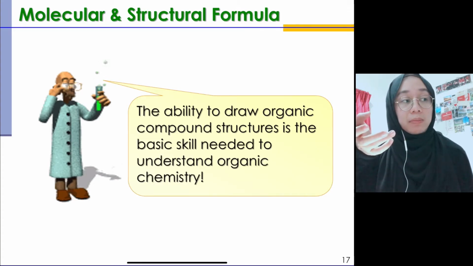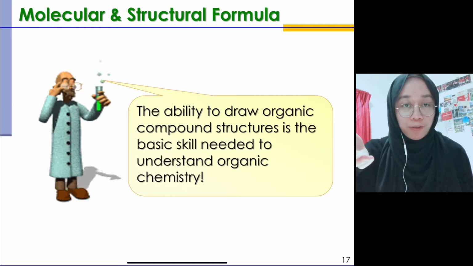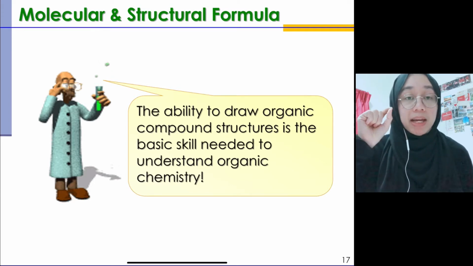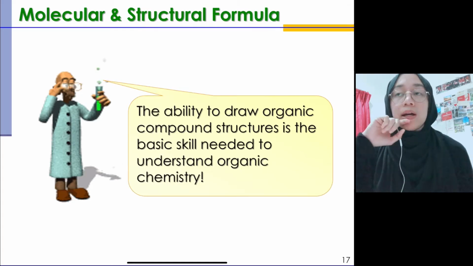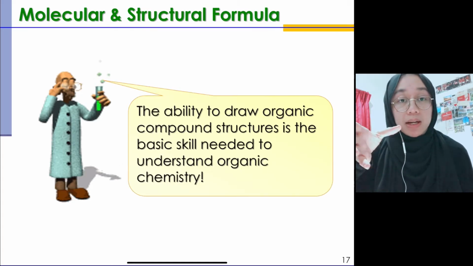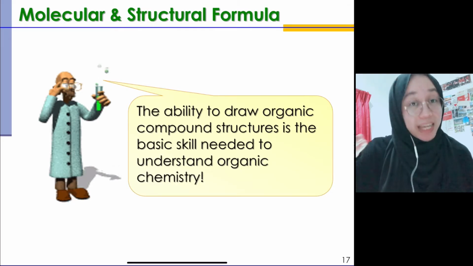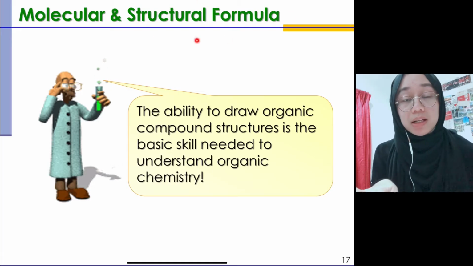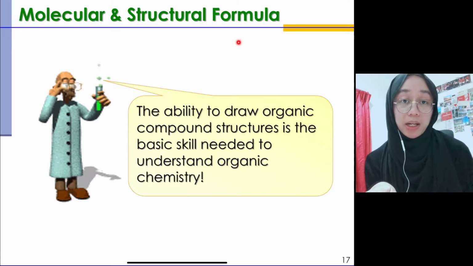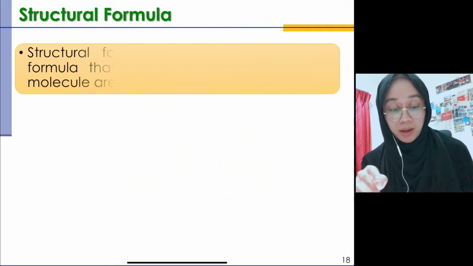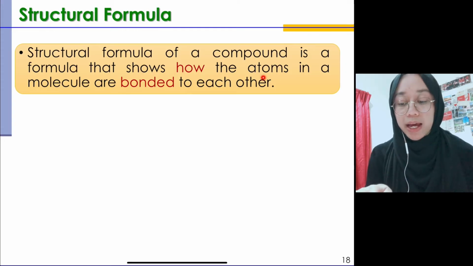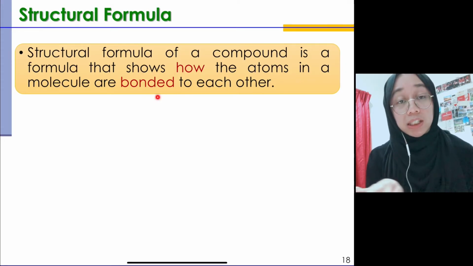Kan? So for example, macam ethene, C2H4. C2H4 adalah molecular formula sebab dia tunjuk exactly berapa banyak atom carbon dengan hydrogen yang ada dalam tu. Tapi kalau dia punya empirical formula pula, kita simplest ratio kan, so dia akan jadi CH2. Okay, tapi sekarang ni kita nak fokus kepada structural formula. So kita nak tengok what is structural formula. Kita tengok definition dia. So, structural formula of a compound is a formula that shows how the atoms in a molecule are bonded to each other.